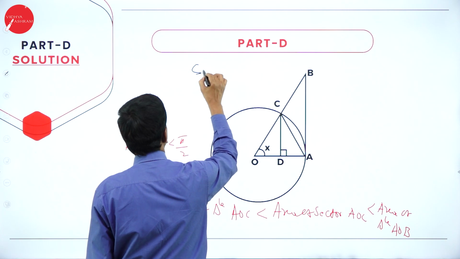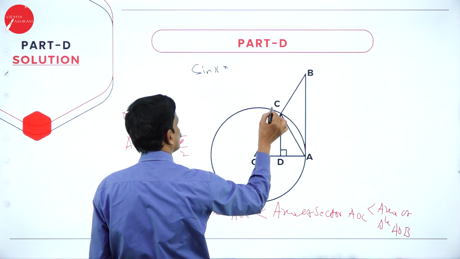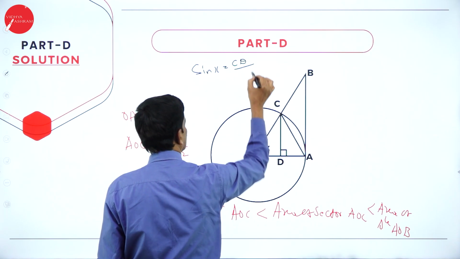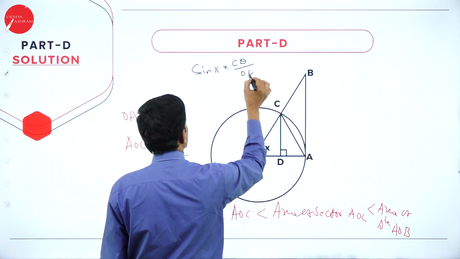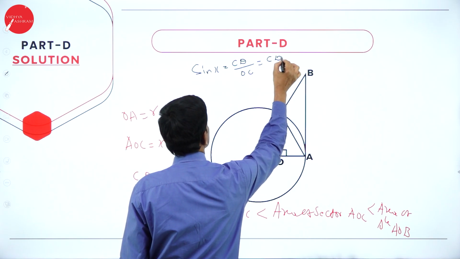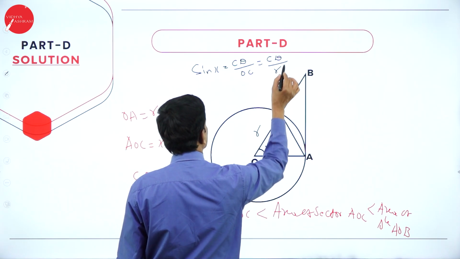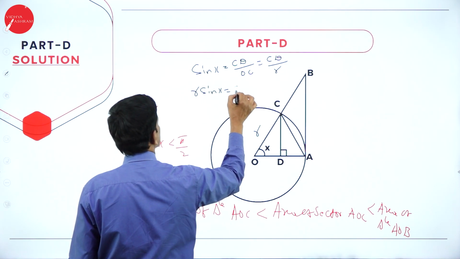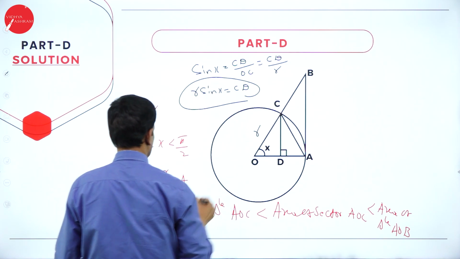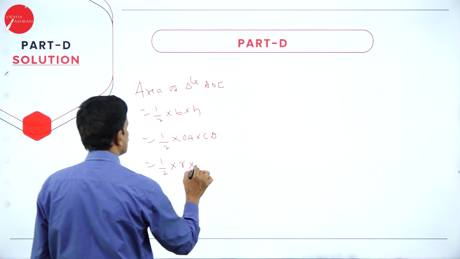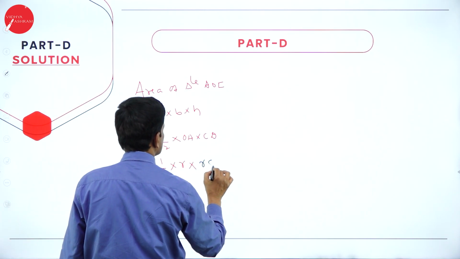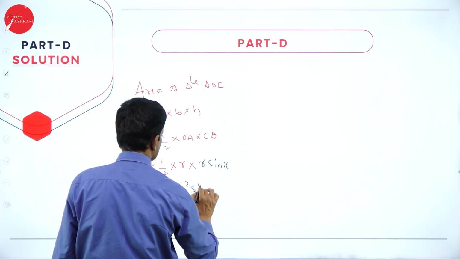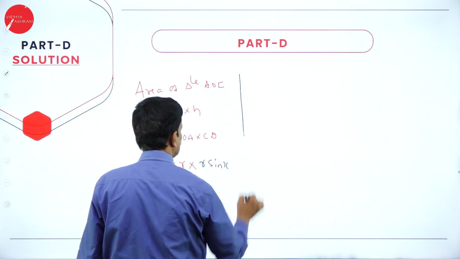From triangle COD, find out sin x. Sin x is equal to opposite by hypotenuse, that is CD divided by OC, right? So CD divided by OC is equal to the radius. Cross multiplying, R into sin x is equal to CD. Substitute here. So CD is equal to R into sin x. So this can be written as half R square sin x, first part.